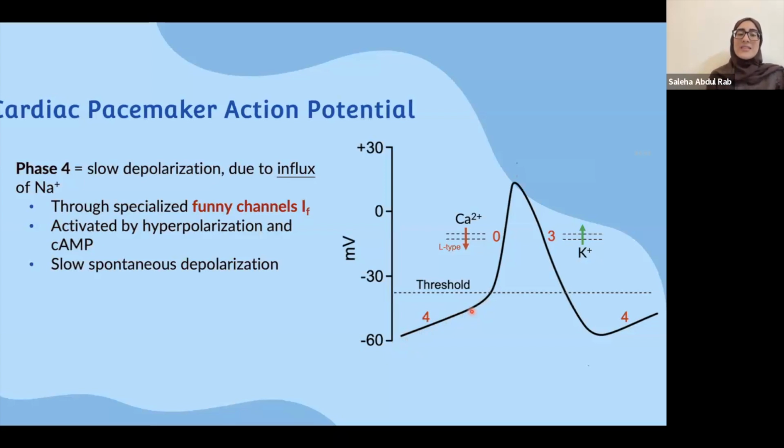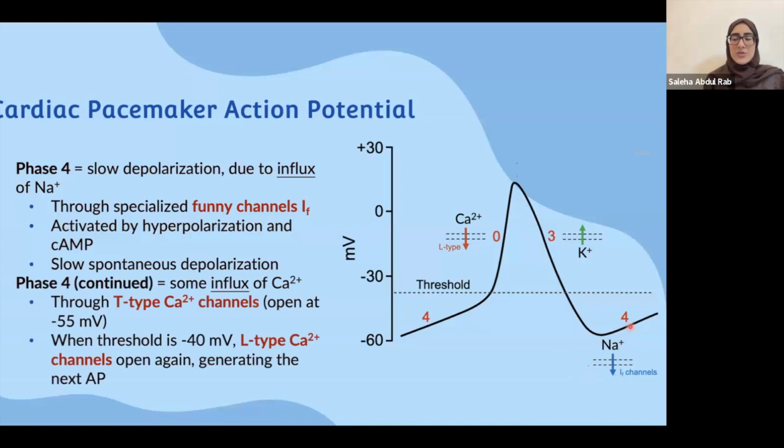So the first type is funny channels, also known as IF channels, and they allow an influx of sodium. Okay, so sodium ions are coming into the cell through these funny channels. These are activated by two things. Hyperpolarization. What's hyperpolarization? When the cell membrane becomes really negative. So this is what activates these sodium channels, these funny current channels. And they're also activated by cyclic AMP. When cyclic AMP is high in the cell, it causes faster opening of these funny channels. And then phase 4 starts occurring quicker, okay? So this is a slow, spontaneous depolarization.